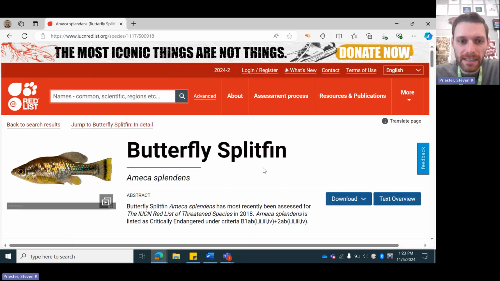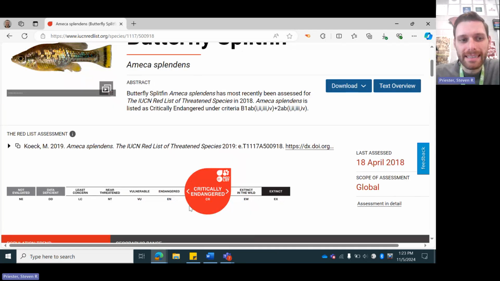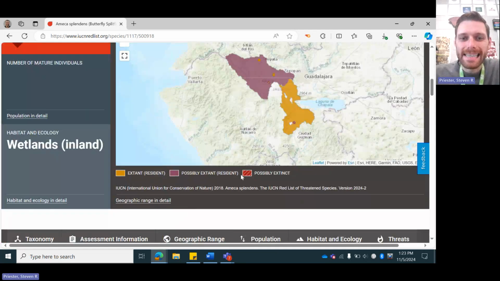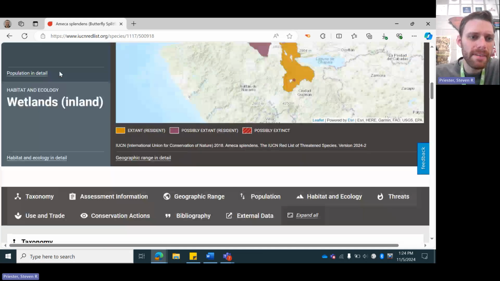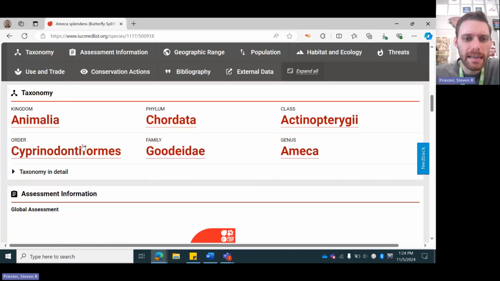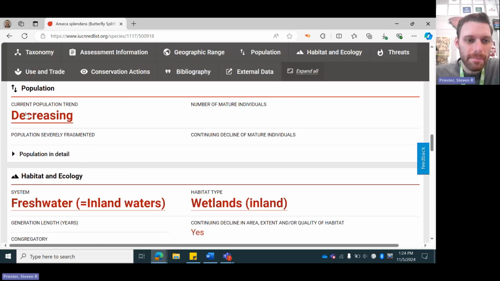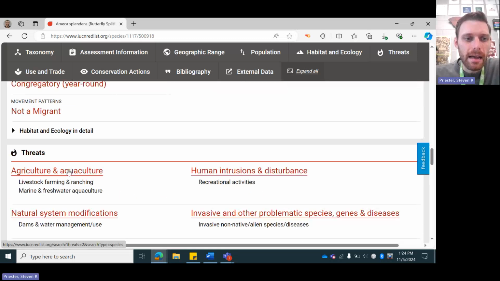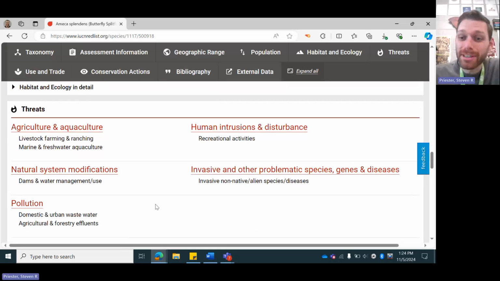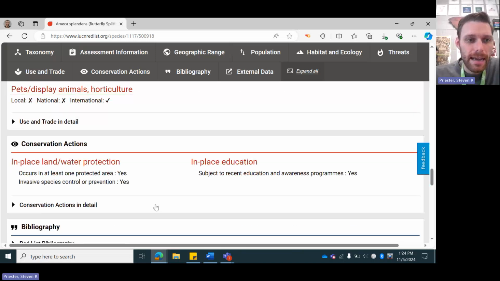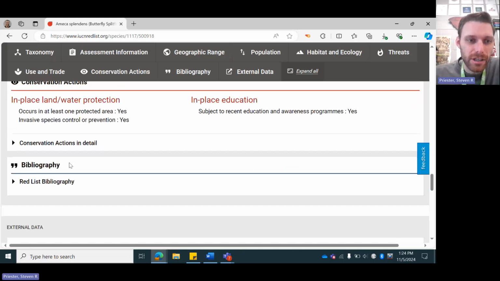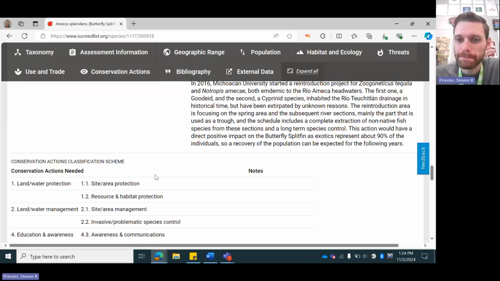So this one here is the butterfly split fin. It is critically endangered, and we can see a map that has where it lives, what type of ecosystem it's in, which is a wetland. All the way down, we can even look at the population trends, the threats that it is facing, which will be really helpful for your project, and the conservation actions that are in place. That's how you find your list species that you're going to use for the project.